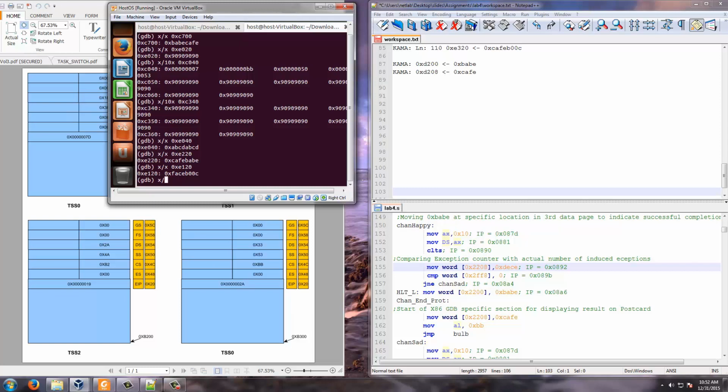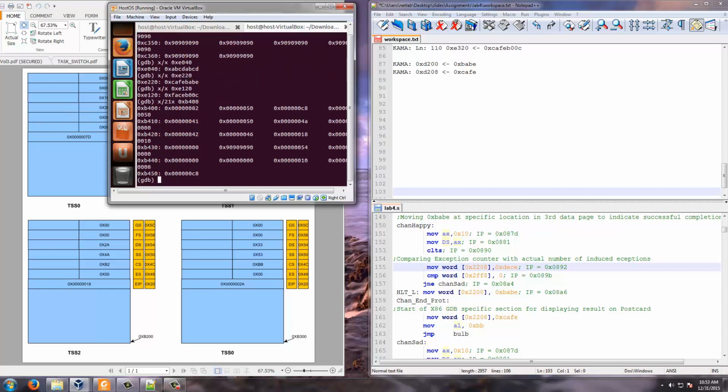Not 70. So each x will give me 4 bytes. So 104 divided by 4 is 21. So x/21x 0xB400. This is the interrupt service routine task gate.